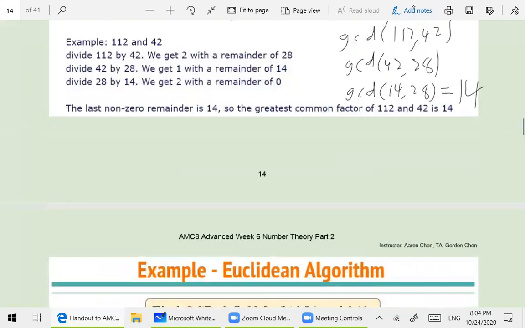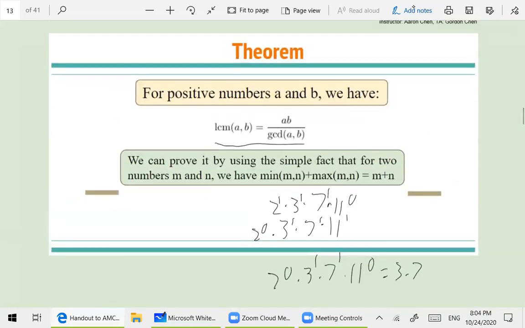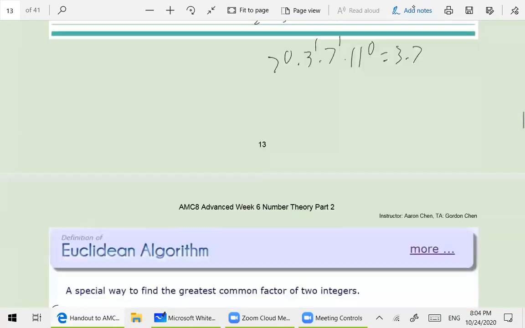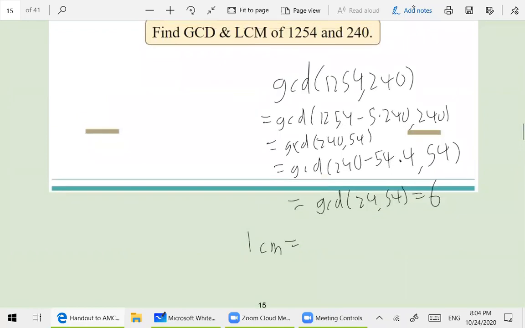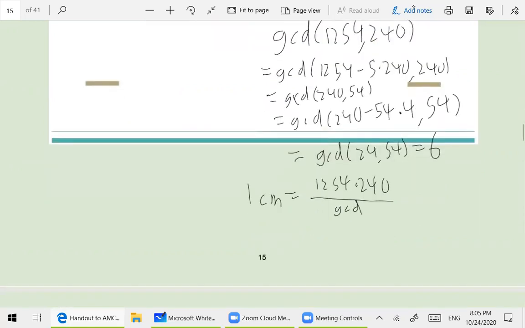All right, so for the LCM, we're going to use this fact. The LCM equals 1254 times 240 over the GCD, which we know to be 6. And if you multiply this out whatever way you want, this is what you'll get.